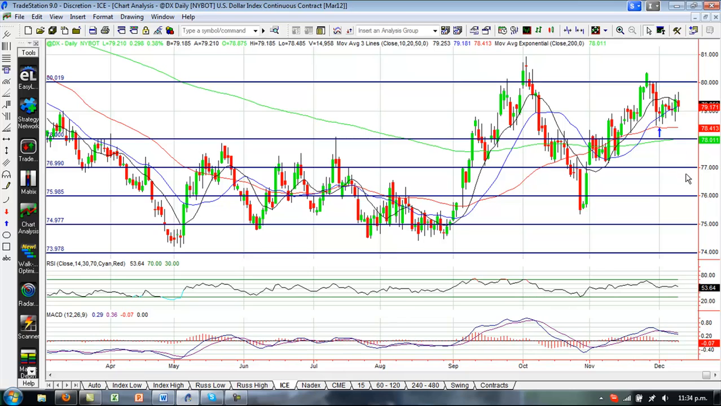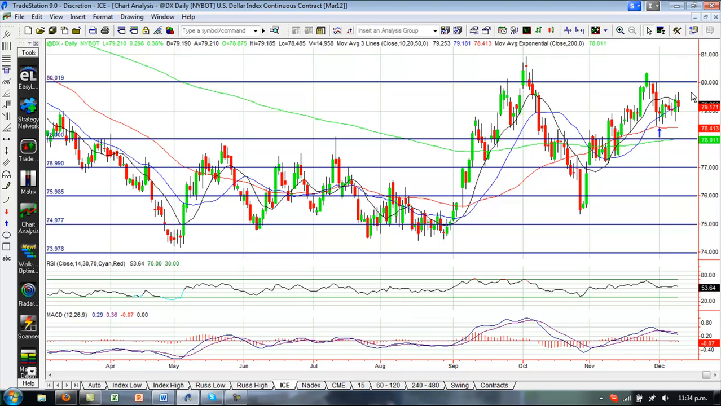To the downside though, of course, if I'm looking for a move down towards 77 in the coming weeks and months, then on the way down I think 78 could provide good shorting opportunities if we break below it and pull back into it. So 78 is actually quite a key level. 78 to the downside, 80 to the upside.